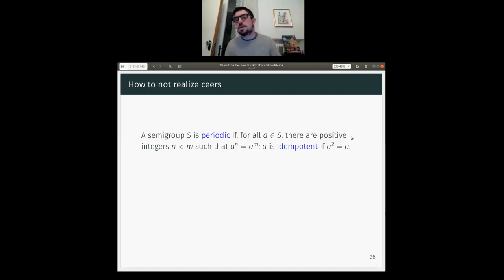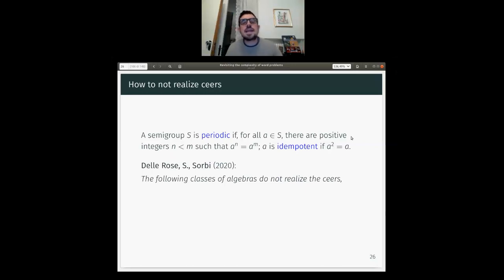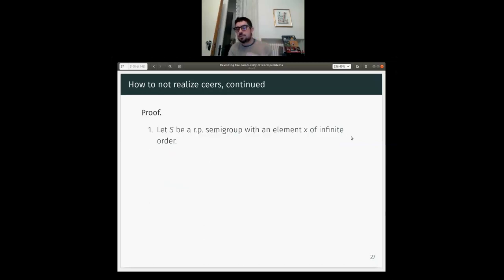And an element is called, of course, idempotent if you have that A squared is equal to A. Now, these classes of algebra do not realize the SIRs. So the first one is non-periodic semigroups. In order to have your class of algebra realize all SIRs, you really would like it to contain periodic semigroups. But in fact, more: the class of full semigroups with only finitely many idempotents does not realize the SIRs. So in order to realize some kind of SIRs, we will see which kind, you really would like to include algebras having infinitely many idempotents.